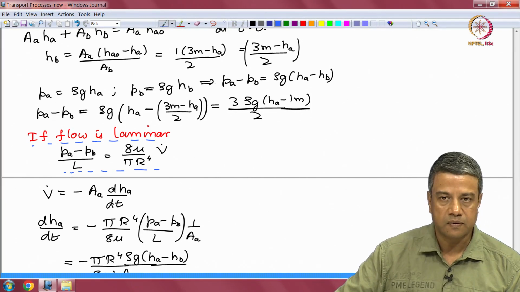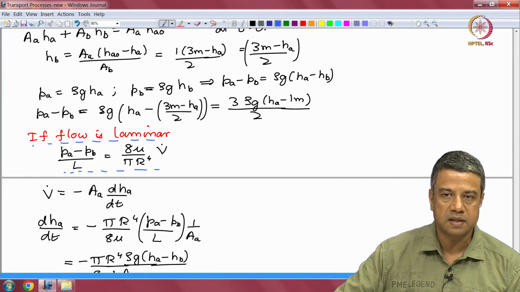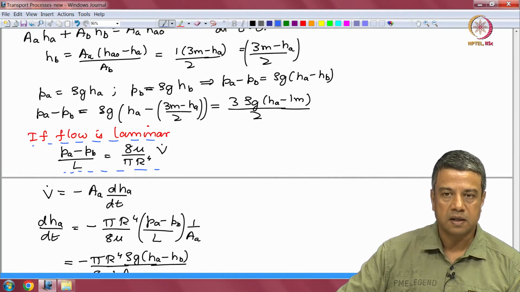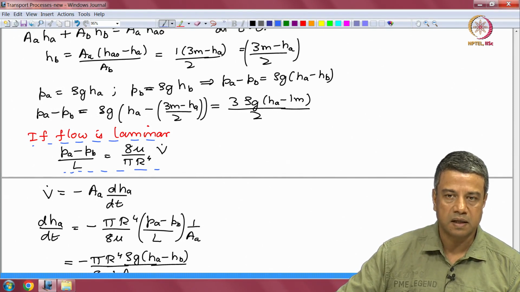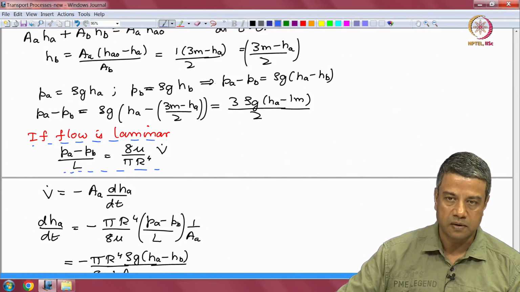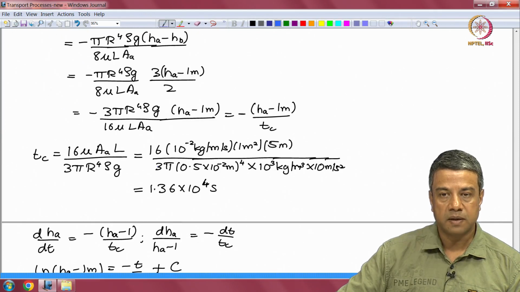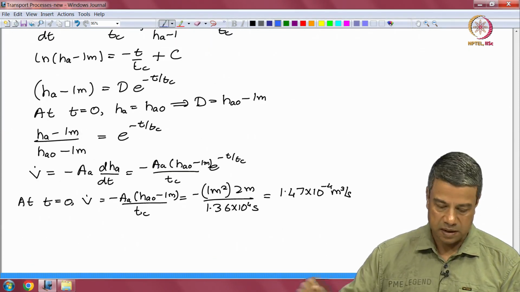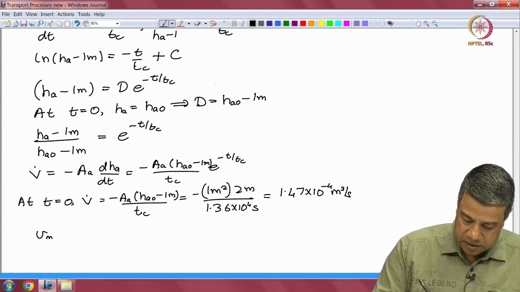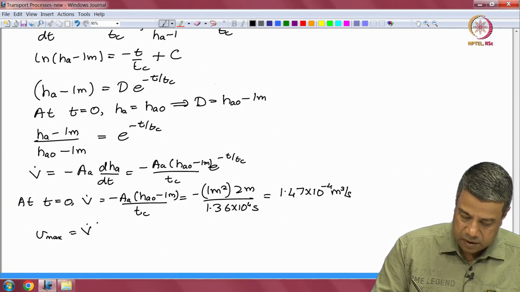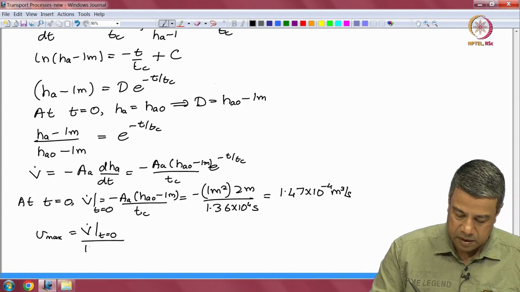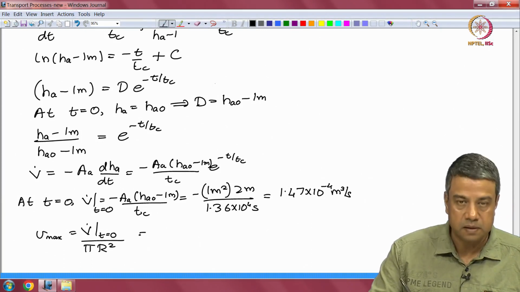Therefore, we have to verify that the maximum Reynolds number is less than about 2100, so that the flow is laminar. Maximum flow rate is at time t equal to 0 when the height in tank A is 3 meters and the height in tank B is 0. That divided by the cross sectional area of the pipe will be the maximum velocity. So, the maximum velocity V max is equal to V dot at t equal to 0, at initial time, divided by pi r square, the cross sectional area.